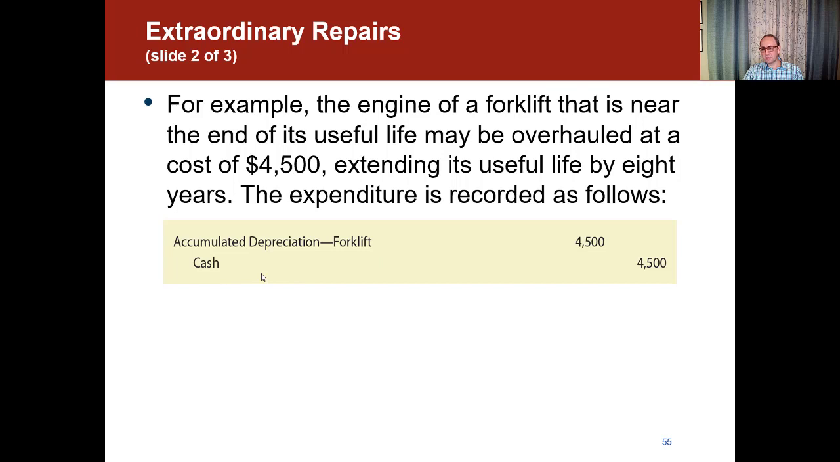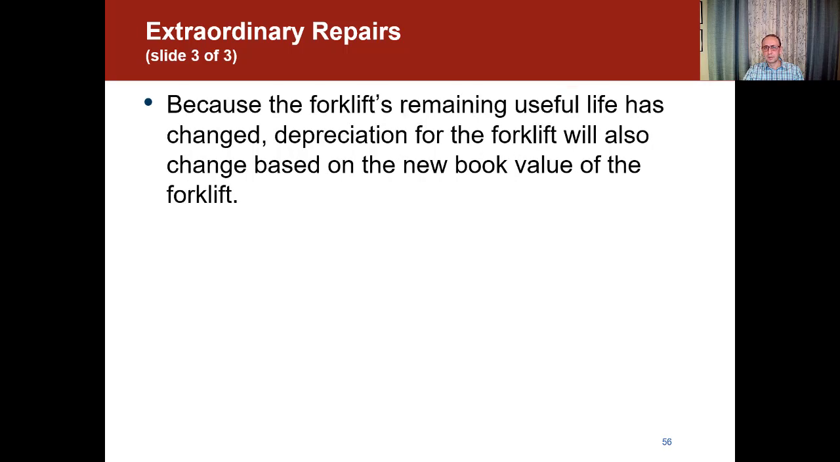I want you to remember, accumulated depreciation is a contra asset account. We normally record it on the credit and we debit depreciation expense. But because now we had this kind of extraordinary repair, we want to record this kind of reduction in the depreciation by debiting the accumulated depreciation. So we're actually reducing the value of the accumulated depreciation. And on the other side, again, we have the cash, which is the amount of cash that we spent to fix or overhaul the engine. Because the forklift's remaining useful life has changed, depreciation for the forklift will also change based on the new book value of the forklift.